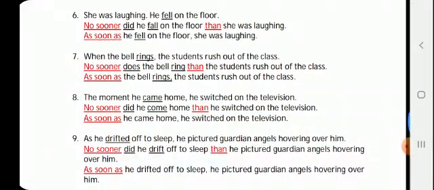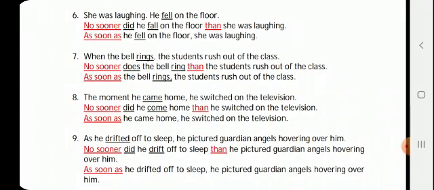She was laughing, he fell on the floor. Now, no sooner did he fall on the... you can see in the question, the second action is the action that happened first. He fell on the floor, that's why she laughed, right? Not that she laughed and that's why he fell on the floor. So here we will take fell, we will underline the word fell because that action happened first.